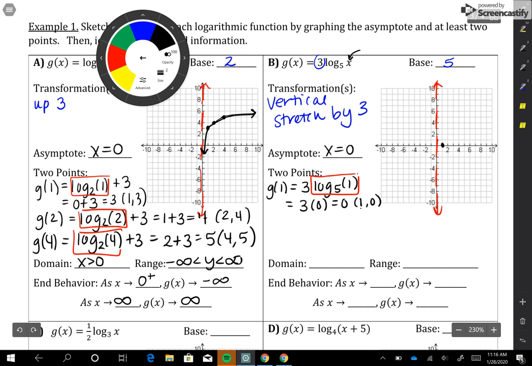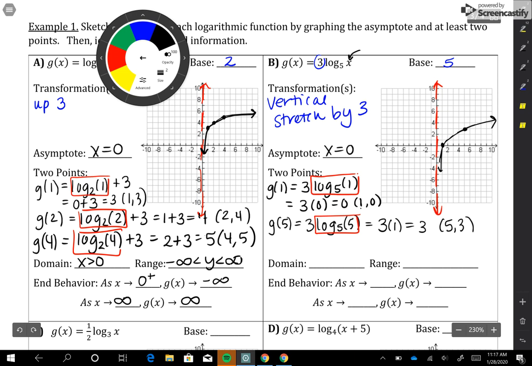Okay. Let's pick another number. Okay, our base is 5, so why don't we just pick 5? Because 5 to the first is 5. So g of 5. 3 times the log base 5 of 5. So that would be 3, and we evaluate the log base 5 of 5, which is just 1. 3 times 1, 3. So I put in 5, and I got out 3. (5, 3). Okay, let's draw our curve.